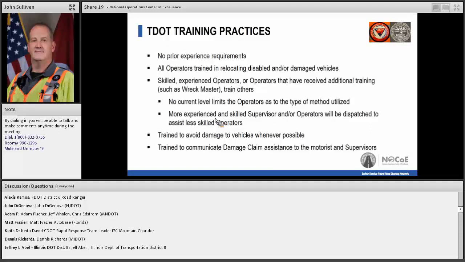No current level limits the type of method that's utilized. Some are more experienced and skilled at it, and obviously we will dispatch a supervisor or a more skilled operator with them if they had any issues with relocating or needing more skill. And we always try to train to avoid damage to vehicles whenever possible, work with guys on how to hook up, the best places to hook up on vehicles to minimize the damage. And we train all of them to communicate that damage and claim assistance to the motorists and supervisors, which falls into some of the reluctance from the motorists. I think we'll talk about the reluctant motorists on the next screen.